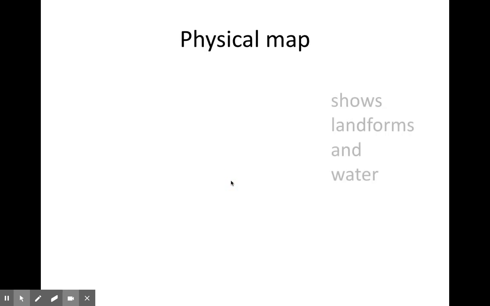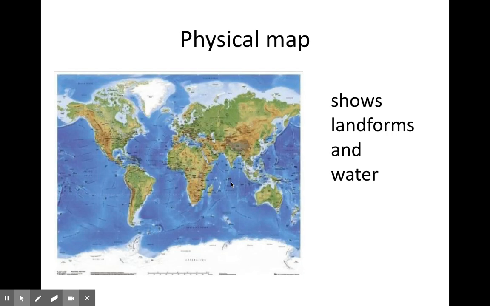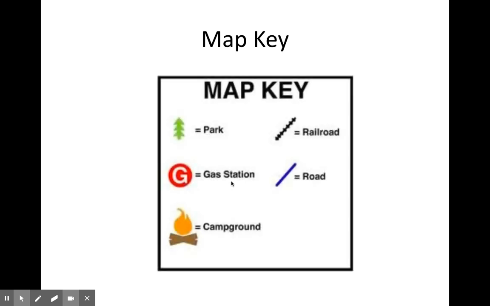A physical map is a map also, but it's showing more the landforms. So the ones we just saw with the rivers and the waterways, that was a physical map. It wasn't showing boundaries or anything dealing with the territory, or it wasn't the main focus.